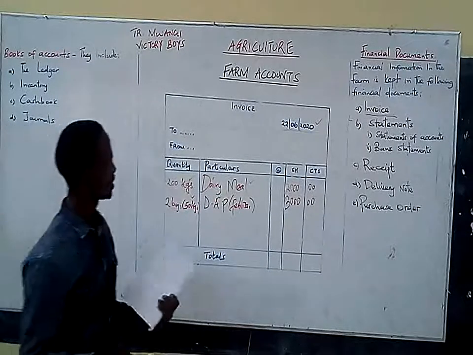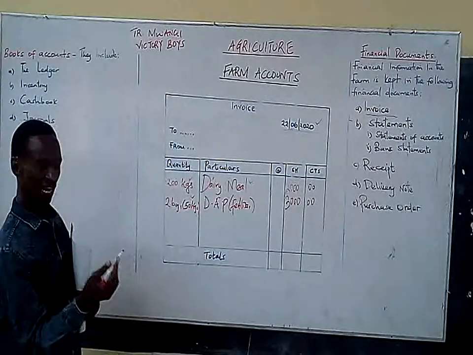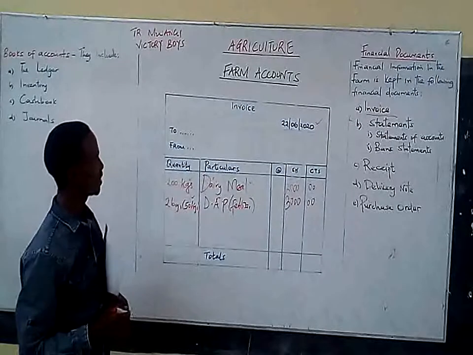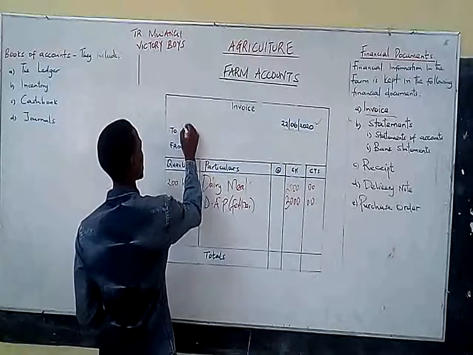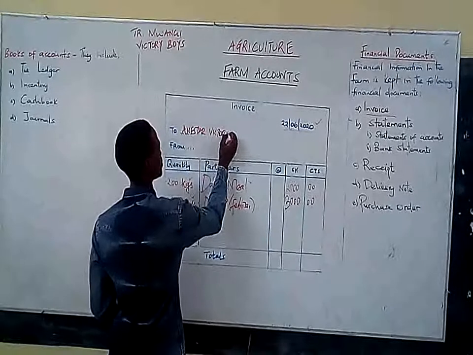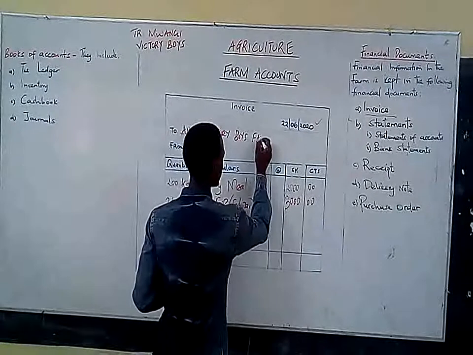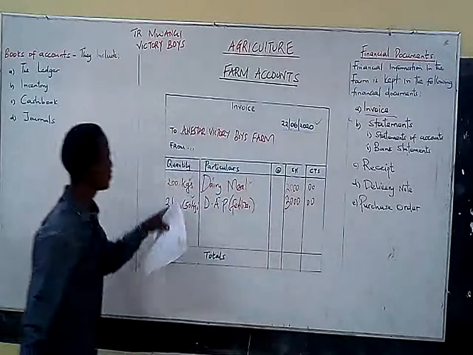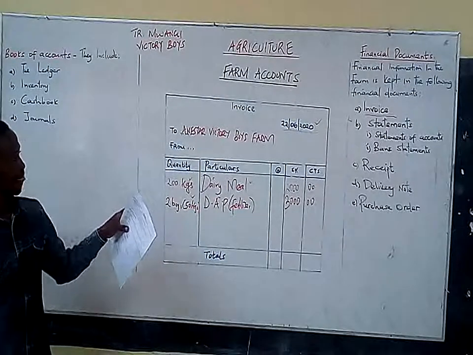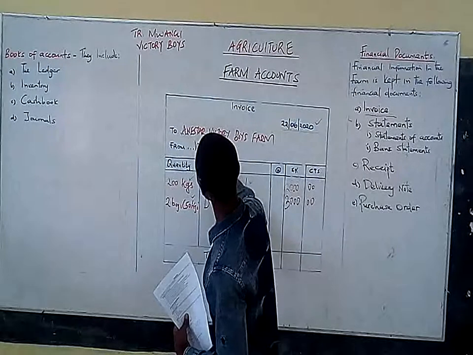Something else on the invoice is the address: who the invoice is being sent to, or where it's coming from. For instance, this invoice has been prepared after delivery was made in our school, Anesta Victory Boys farm. The invoice is addressed from where? Maybe we have been supplied the goods on credit by the stores around here. Maybe we can have Wakulima stores in Nakuru town.